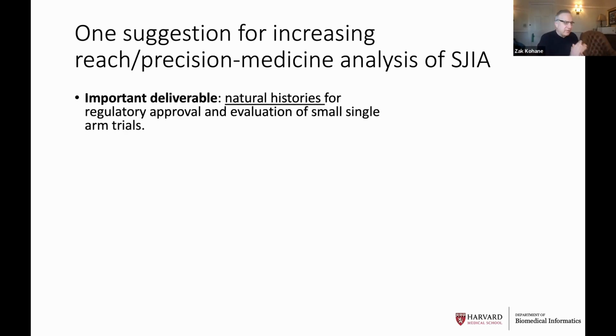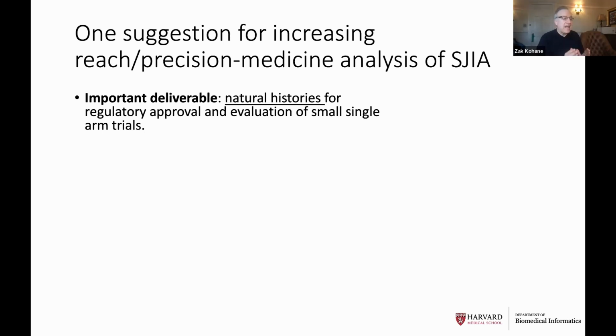So here's the important deliverable, and I'm really trying to get concrete rather than show off. I just want to give my best possible advice. I think there's an important deliverable that is actually deliverable, which is natural histories of our SGIA patients, without bias of the different types, all of them, for regulatory approval and evaluation of small single-arm trials. Having worked in this rare disease space, I can tell you there are very well-funded companies like Ultragenyx who've gotten FDA approval basically based on comparison diaries to see the progression of disease.